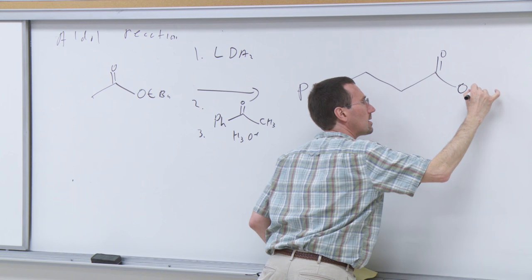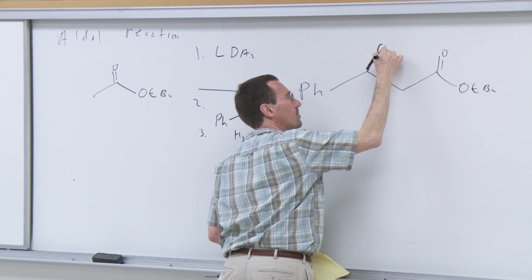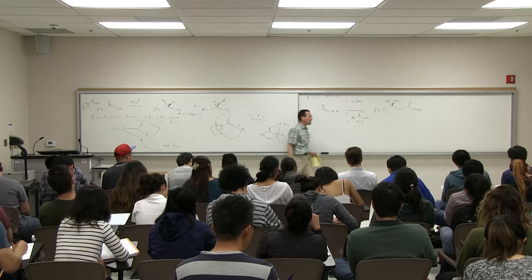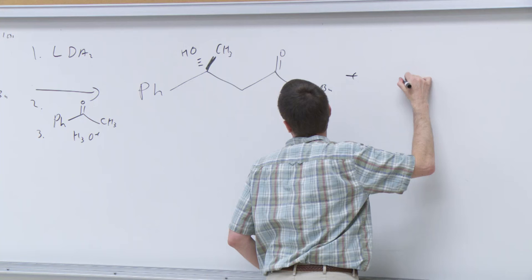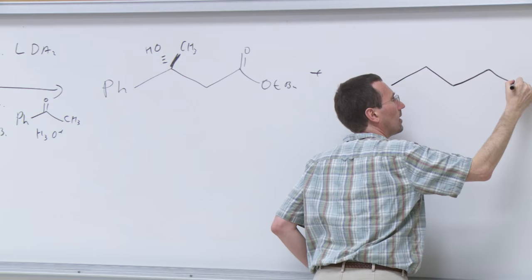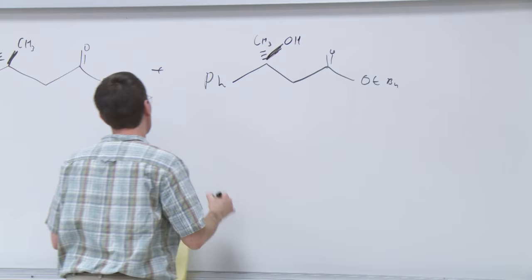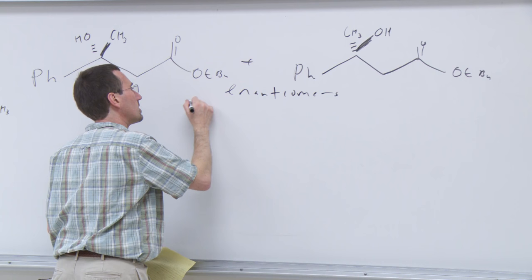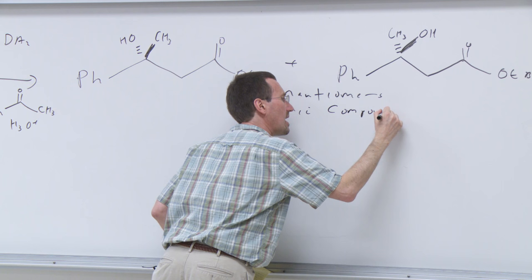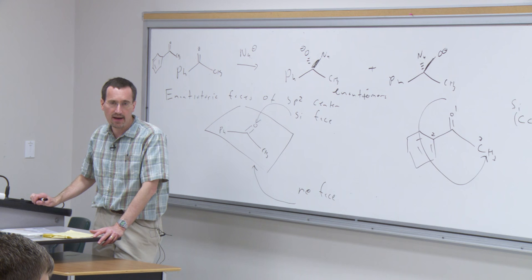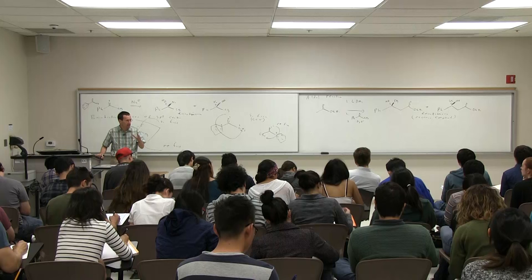And that aldol product, we have two enantiomers of it in this particular case. We have the enantiomer where the methyl group is on front, and we have the enantiomer where the methyl group is on back. So this is what we would call the racemic compound. In other words, we get an equal amount of both enantiomers. We get the racemate, just like we talked about, say, the racemate of tartaric acid not being optically active, having an equal amount of both enantiomers.